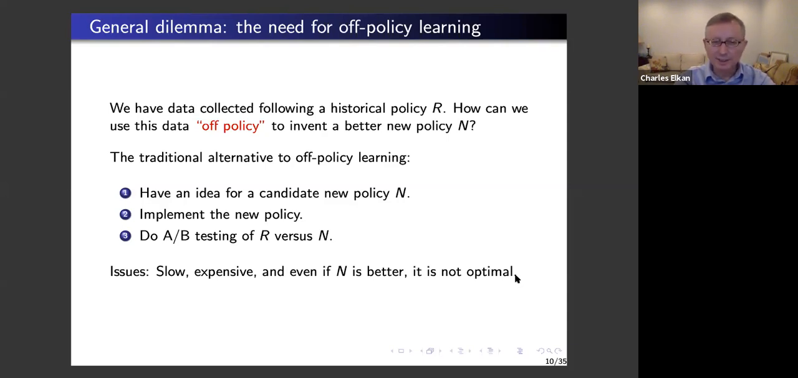So A/B testing is slow, it's expensive, and even if the new policy is better than the old policy, the new policy is still not optimal. So in practice, A/B testing never ends. If the new policy is better, it gets adopted, it becomes the old policy, and then people start to think of even newer policies.